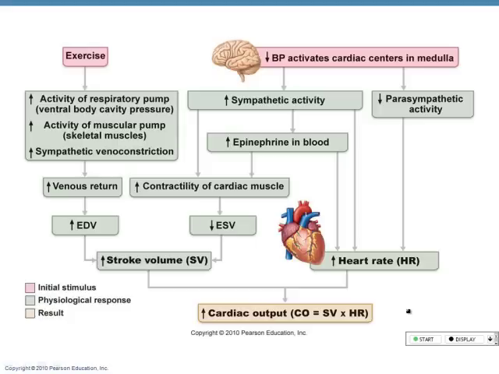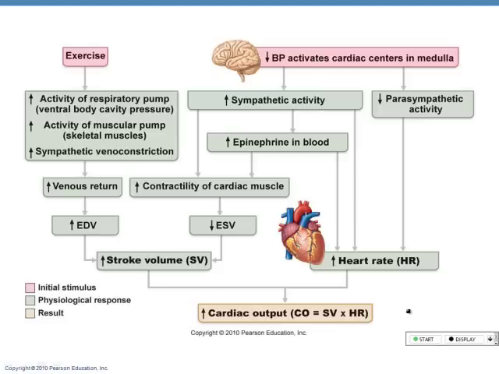So when I exercise, I'm going to increase the respiratory pump. If I increase the respiratory pump, what am I going to increase in the system? Pressure in the system, right? That is going to speed up because my muscles are moving more. They're pumping against the tubes more. That's going to increase venous return. And that's going to increase EDV.